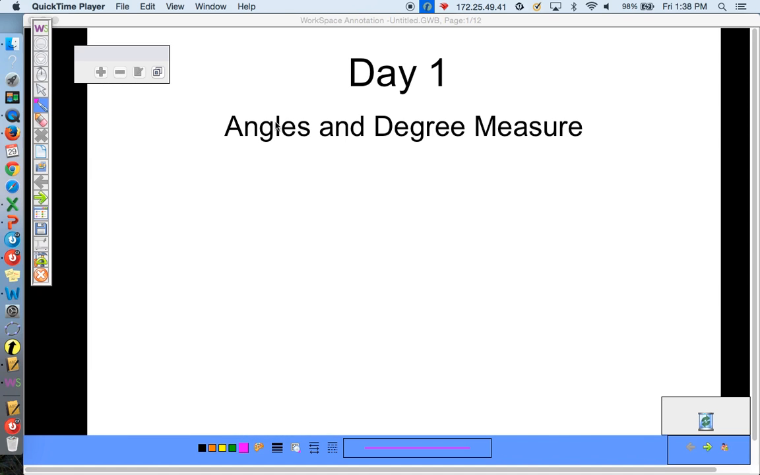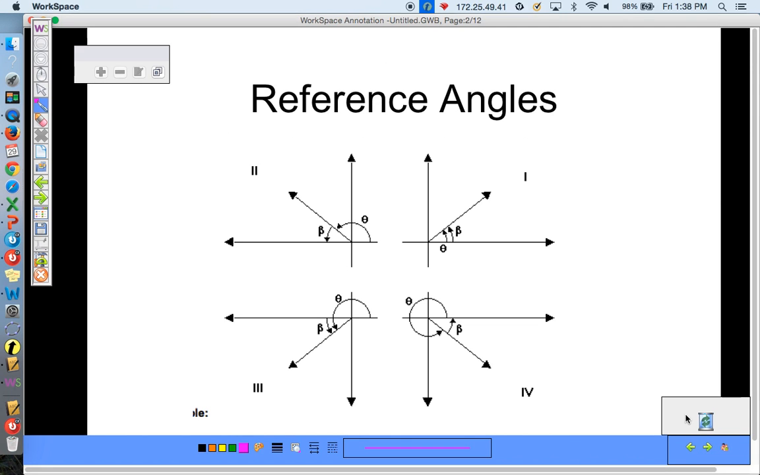Review some information you guys already know about angles in degree measure, but we'll be using it this trig chapter, so I wanted to start with a review. A reference angle, that is the angle measurement from the x-axis.